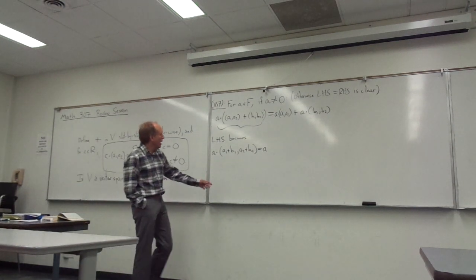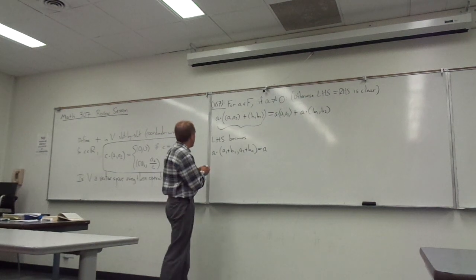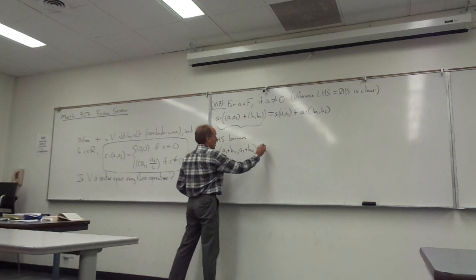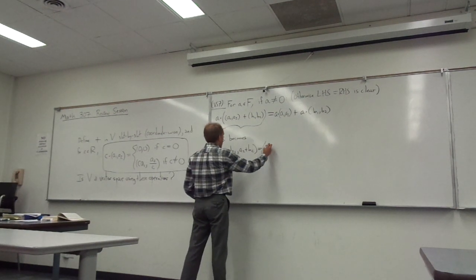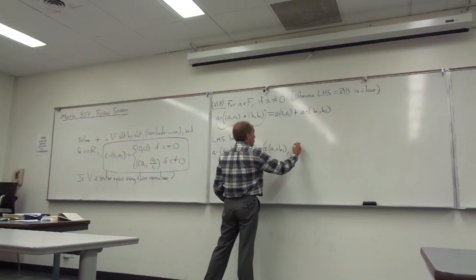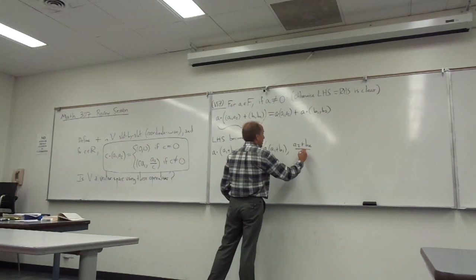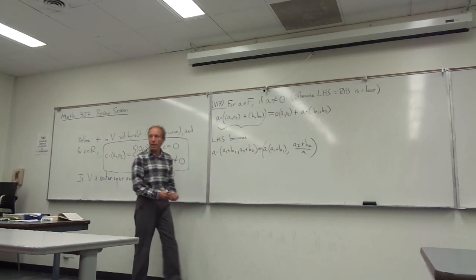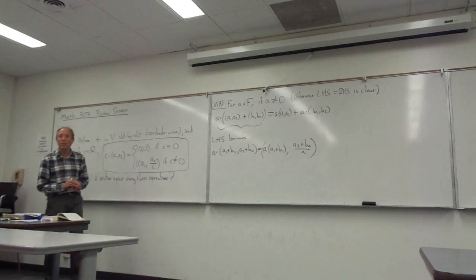So anyway, here, I'm going to just get A times this point, which is going to be A times the quantity A1 plus B1, comma, A2 plus B2 all over A. So just using my formula, that's what I would get.